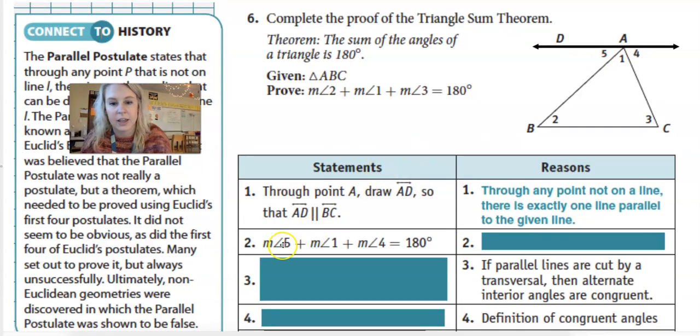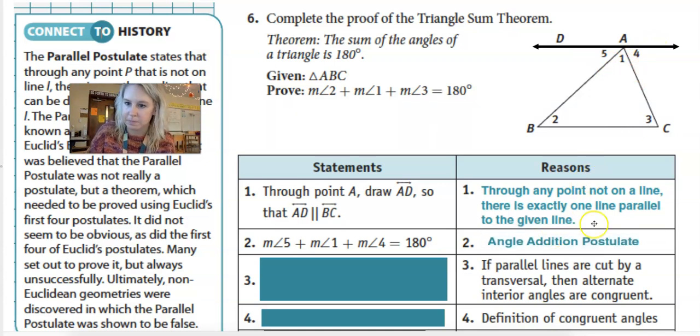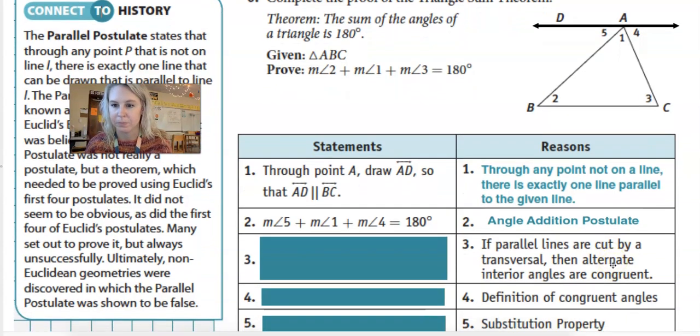Now it says 5 plus 1 plus 4. Angles 5, 1 and 4 make up a straight angle, like we talked about with a linear pair. But that is going to be the angle addition postulate. If I add one angle plus the other angle plus the other angle, that's the angle addition postulate, back to module one.